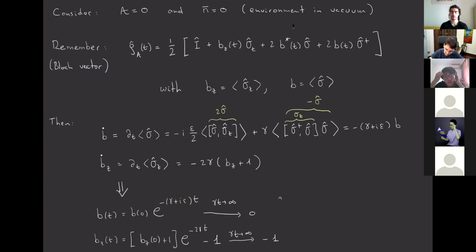So in other words, the limit when gamma t goes to infinity of rho, so the atomic state at time t, is just the ground state, okay? And importantly, for any initial state.